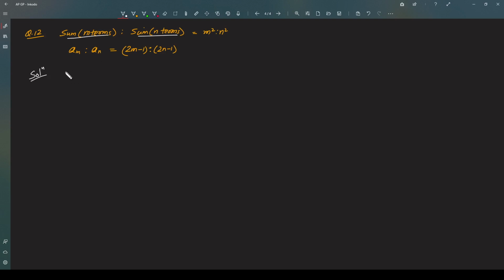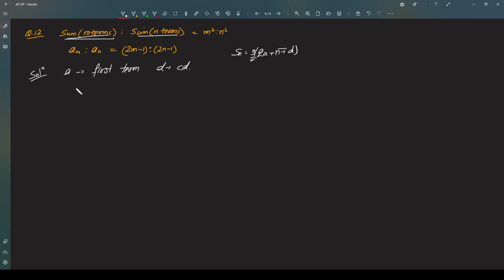Okay, so let's say a is the first term, and d is the common difference, right? Okay, now let's move ahead. So from the first statement, that is the sum of m terms and the sum of n terms, this simply means that, what is the sum of n terms? Sum of n terms is n by 2 into 2a plus n minus 1 d, right? This is the sum of n terms.